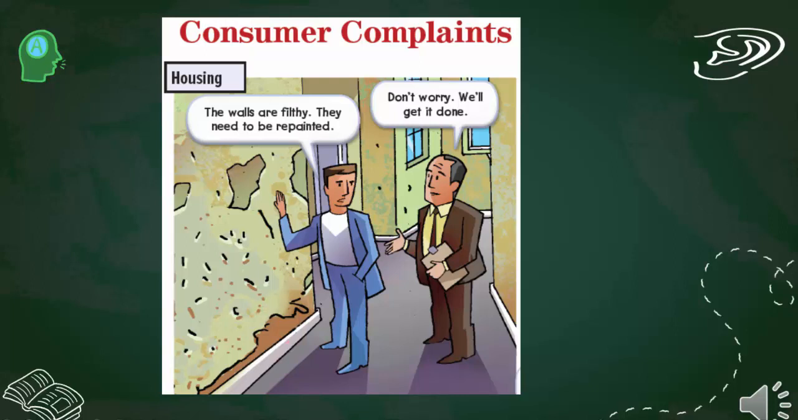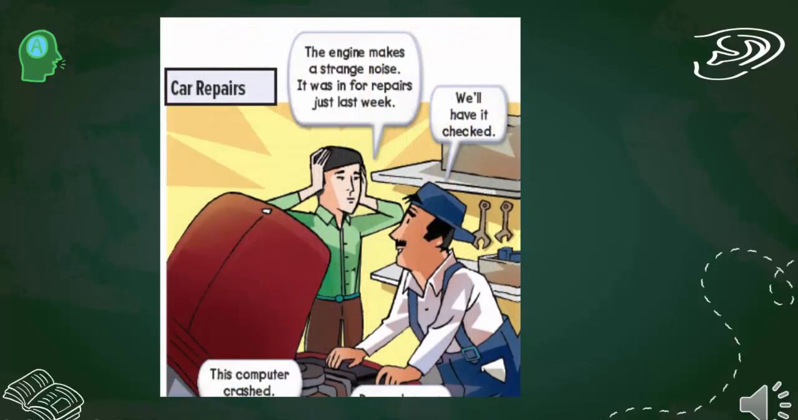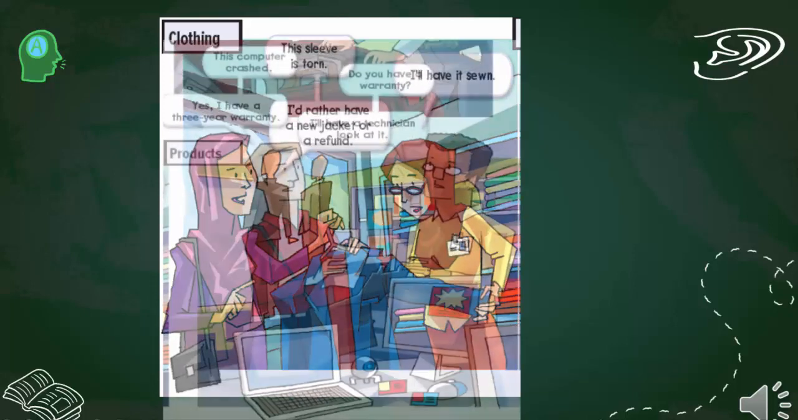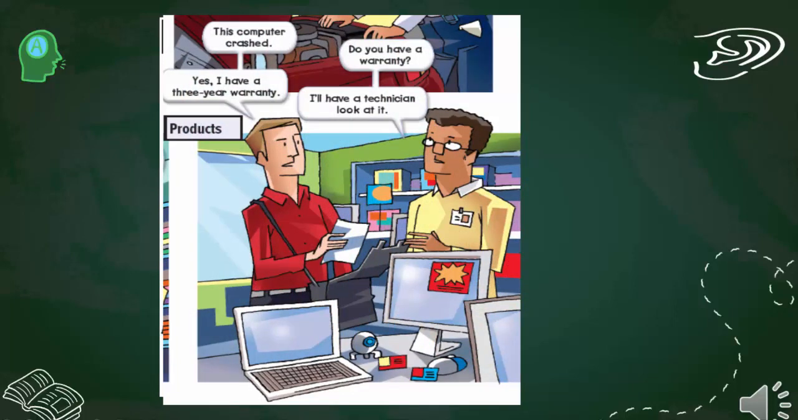Housing. The walls are filthy. They need to be repainted. Don't worry, we'll get it done. Car repairs. The engine makes a strange noise. It was in for repairs just last week. We'll have it checked. Clothing. This sleeve is torn. I'll have it sewn. I'd rather have a new jacket or a refund. Products. This computer crashed. Do you have a warranty? Yes, I have a 3-year warranty. I'll have a technician look at it.